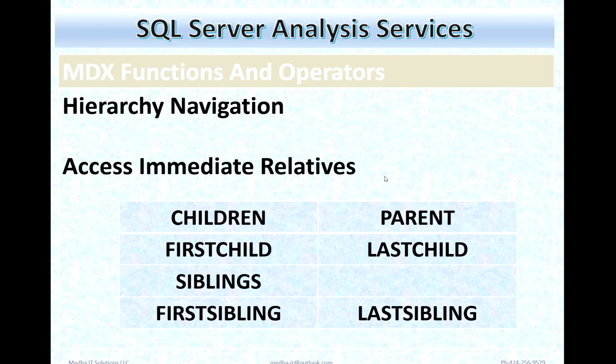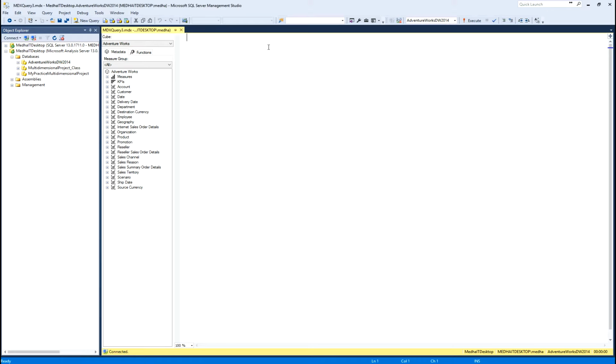So, we will talk about immediate relatives first. In case of immediate relatives, MDX provides these functions that can be used to access immediate relatives. So, for example, children can be used to access the children, and as it says, parent, first child, last child, siblings, first sibling, last sibling. We will try a couple of examples to see how these functions can be used in MDX.